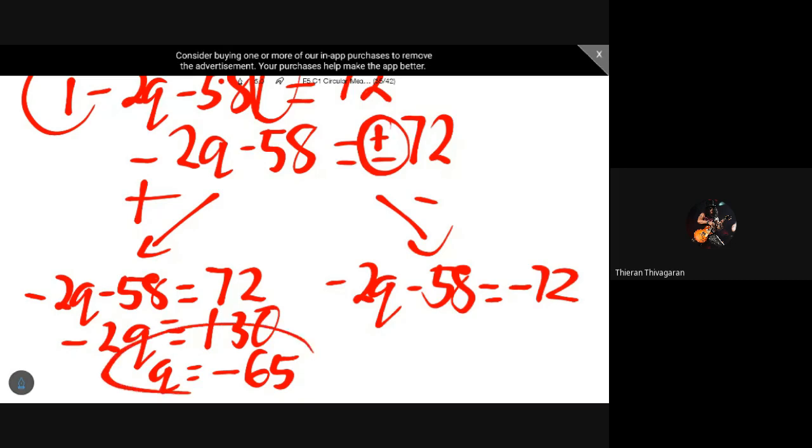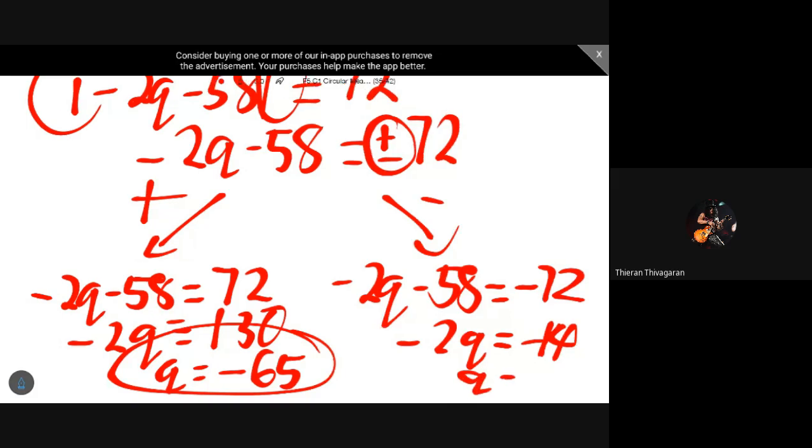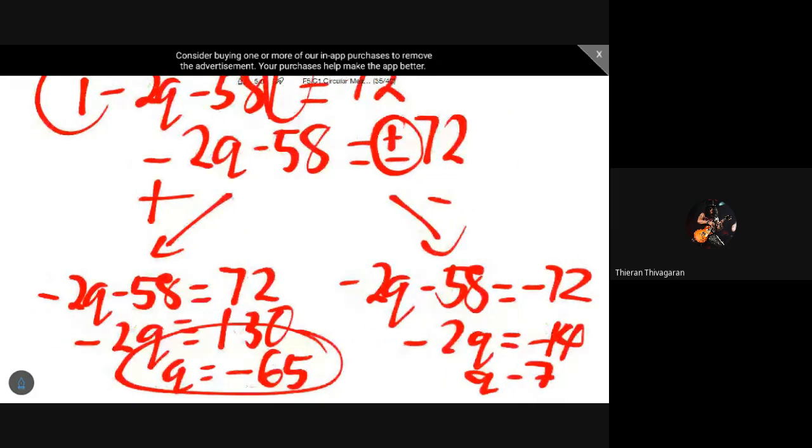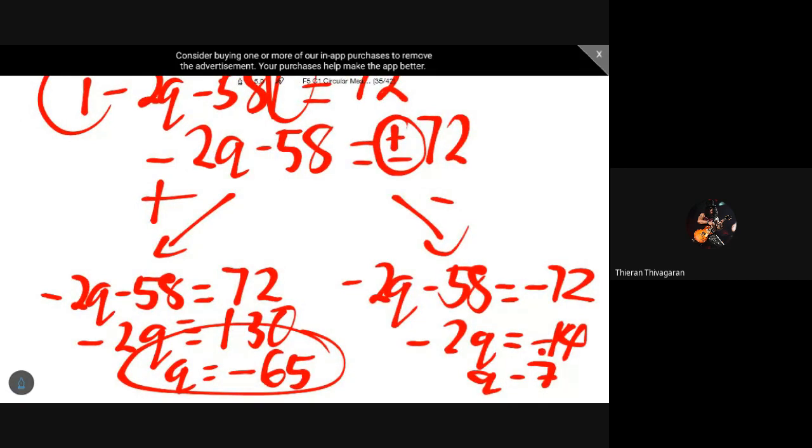Adakah nilai ni logik tak guys? Is this a logical value of Q? Adakah nilai ni logik bagi kamu? Not logic, right? So we look at the second equation now. Do we get logic value or not? Negative 14. Q is 7. Okay guys, is this value more logic to you? Q is 7? Yes, correct. Okay, so Q is 7.